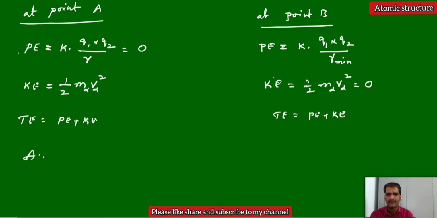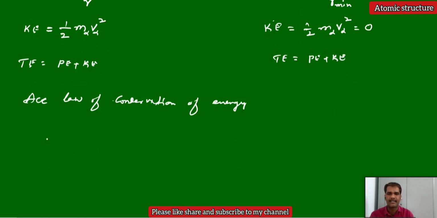So according to the law of conservation of energy, total energy should remain constant. That means total energy at point A should be equal to total energy at point B.